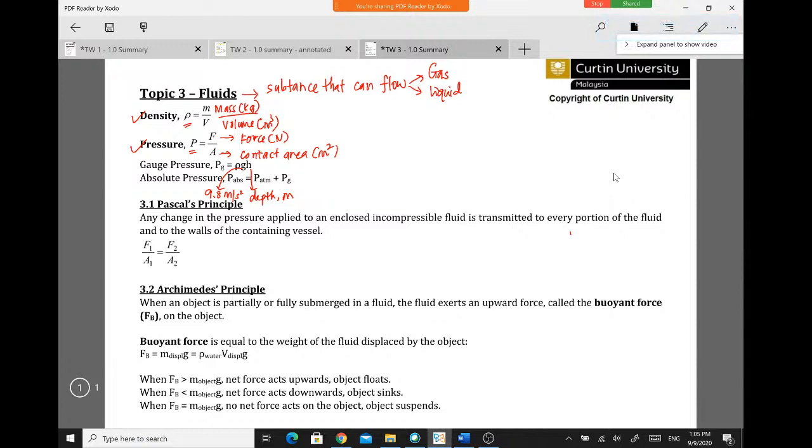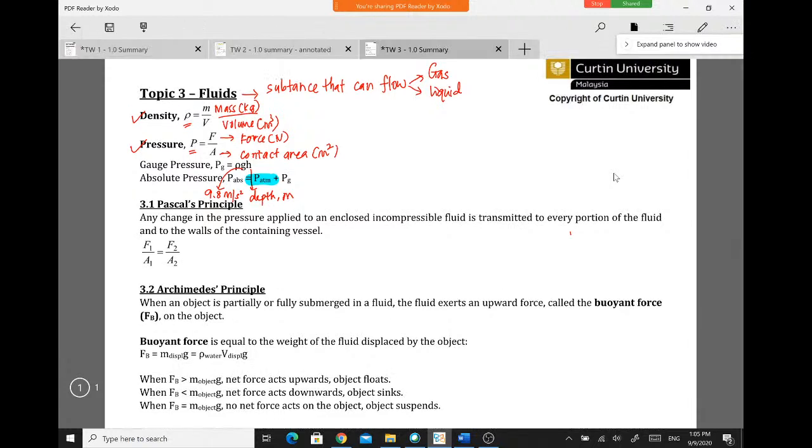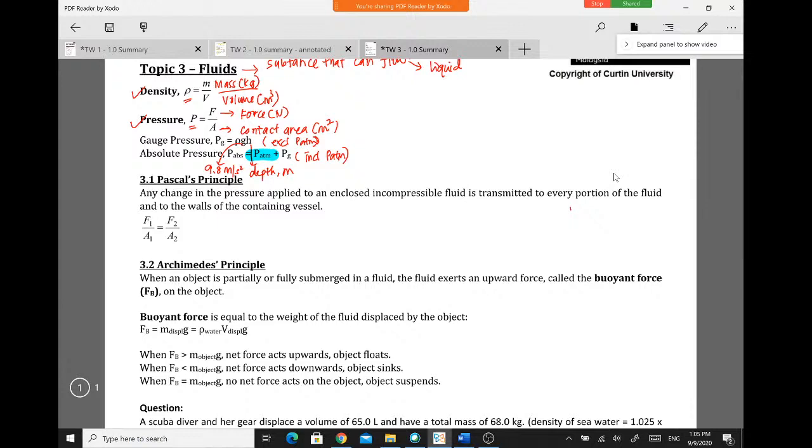Absolute pressure is the actual pressure at that particular point. So for absolute pressure, you must include atmospheric pressure in your calculation. Okay, so the difference between the gauge pressure and the absolute pressure is, for gauge pressure, it is exclusive of atmospheric pressure. However, for absolute pressure, you have to include your atmospheric pressure. That's all. Alright? So 3 principles related with fluids.